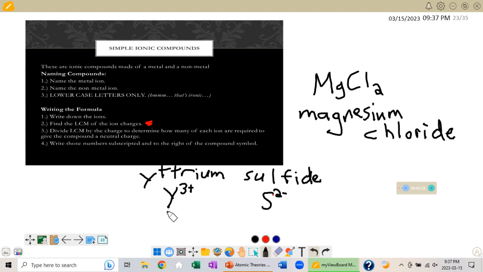So if I was showing my work, I could show it completely by saying, oh, I've got 2 of these things. That gives me a total of 6 pluses. And then I need 3 of these things, which gives me a total of 6 minuses. And at this point, my formula now, there's 2 of the yttriums, so Y2. And I've got 3 of the S's, S3. And that's really as difficult as the simple ionic compound things get to be.